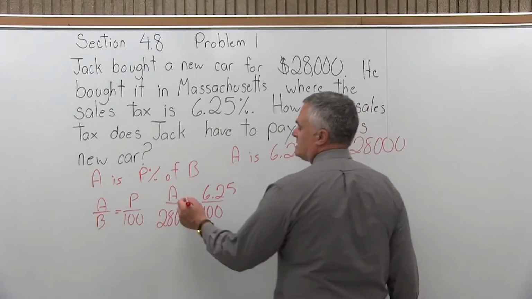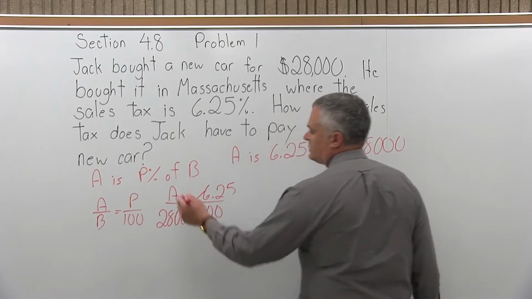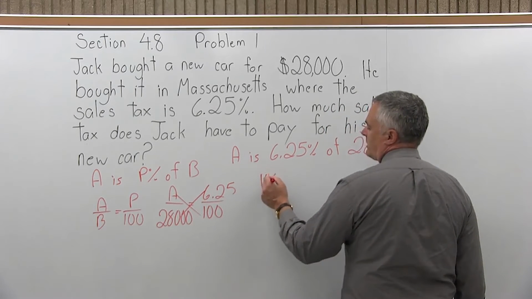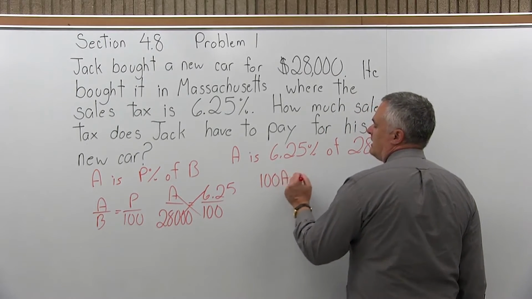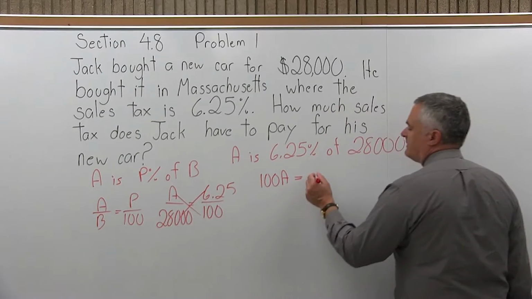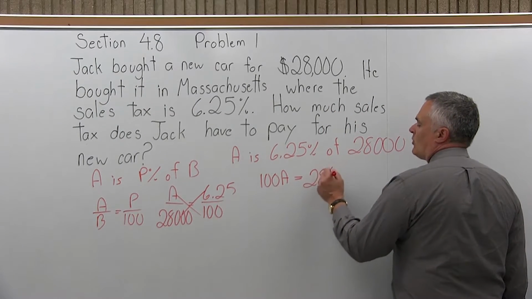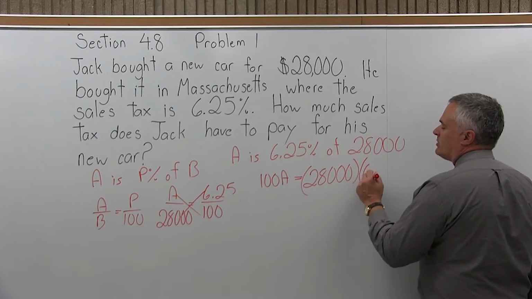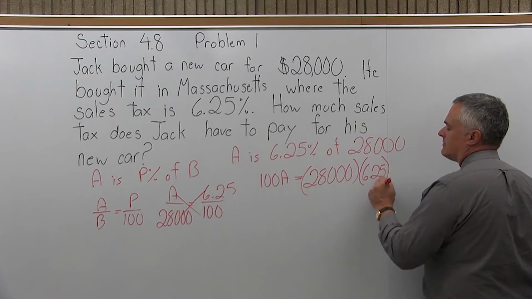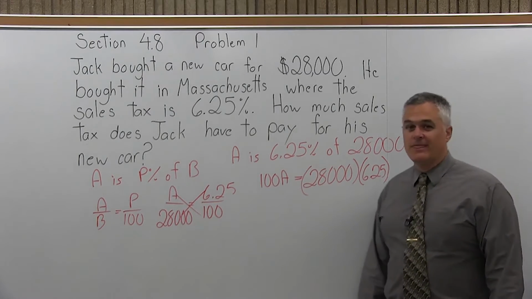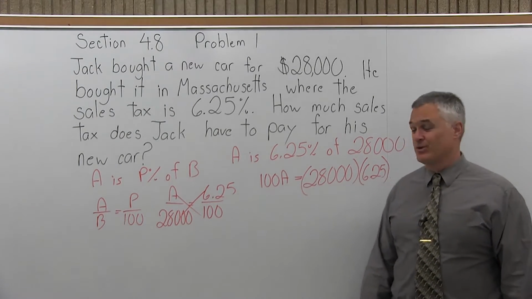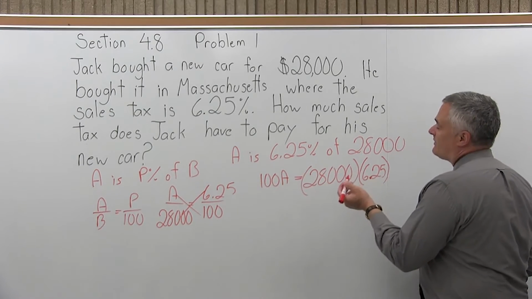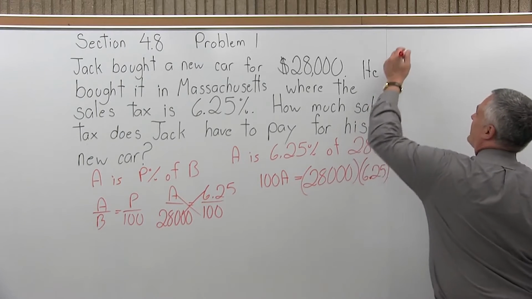And the way to solve these is to cross multiply. As you multiply one way, A times 100 is 100A. You could really write it in either order. Equals, the other way I have 28,000 times 6.25. Now, that's not a multiplication that most people are going to be able to do in their head. So off to the side, I will multiply it out the long way.